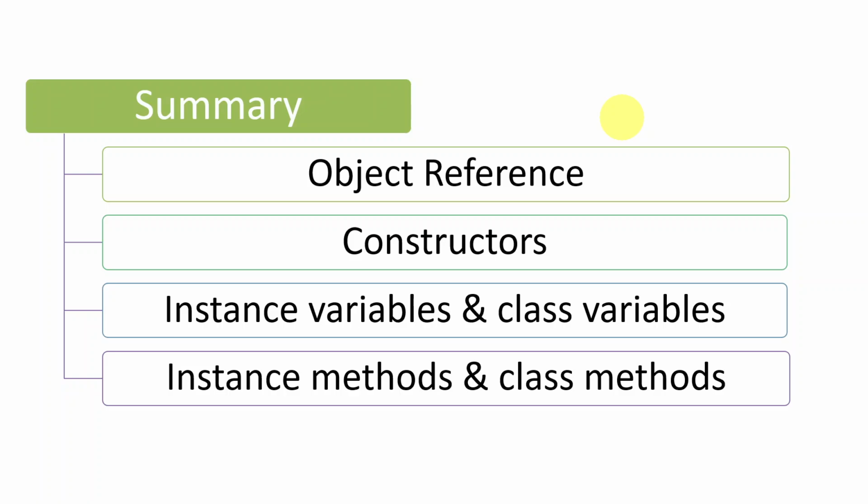In summary, in this session we discussed how to code your class and then how to create objects from your class. What an object reference is, what a constructor is, the difference between instance variables and class variables, the difference between instance methods and class methods, and how these elements can interact with each other internally and how we can interact with them from outside using object references, class names, etc.